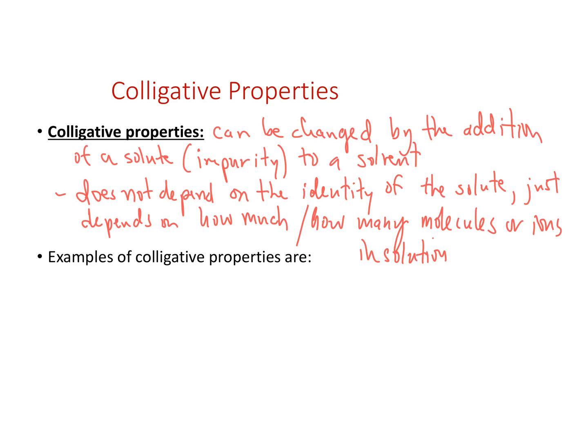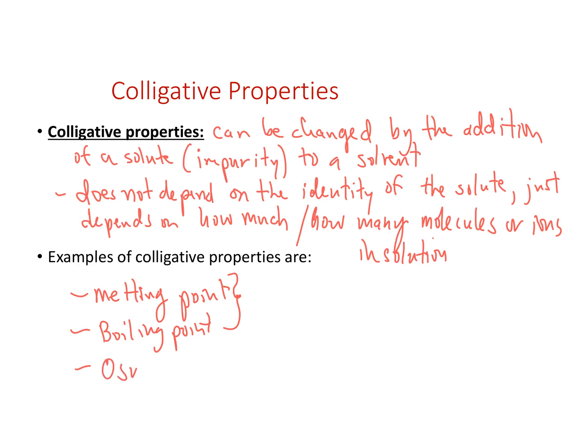And so examples of colligative properties: we can influence something's melting point by changing its purity. We can influence something's boiling point. We're going to focus on melting point and boiling point. We're not going to talk about osmotic pressure, but that's the other thing that can be influenced by changing the purity of a sample, by introducing something foreign into that solution. So we're going to look at how we can take advantage of colligative properties to influence something's melting point and boiling point.